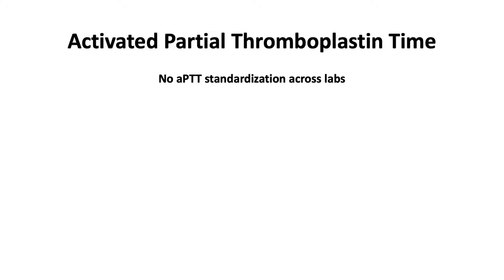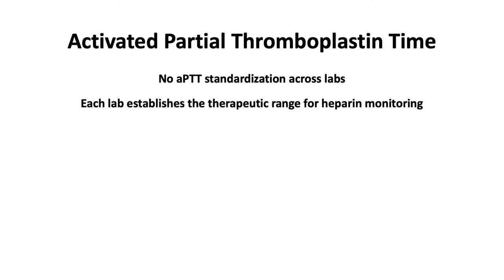There is no standardization of the aPTT test across different reagents or instrument systems. Therefore, aPTT values from different labs cannot be compared directly. Each lab establishes the therapeutic range for heparin monitoring by determining the aPTT range that corresponds to 0.3 to 0.7 anti-factor 10A units per milliliter.